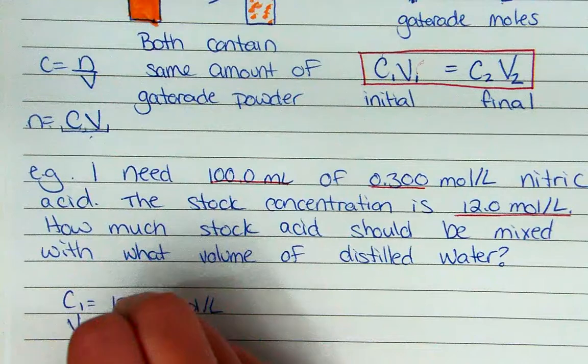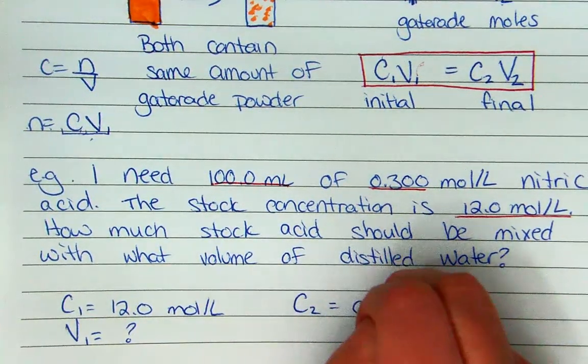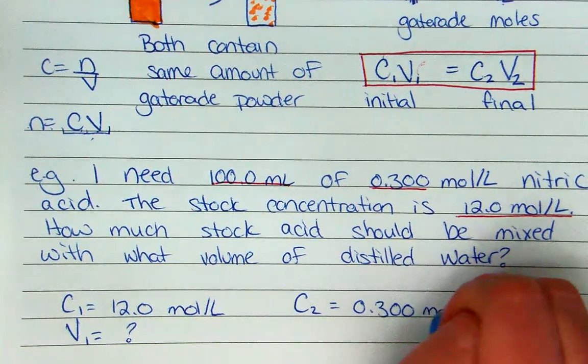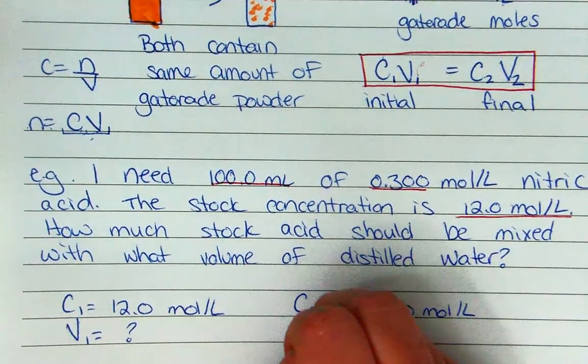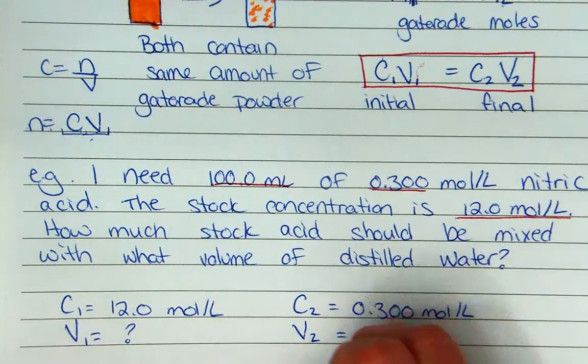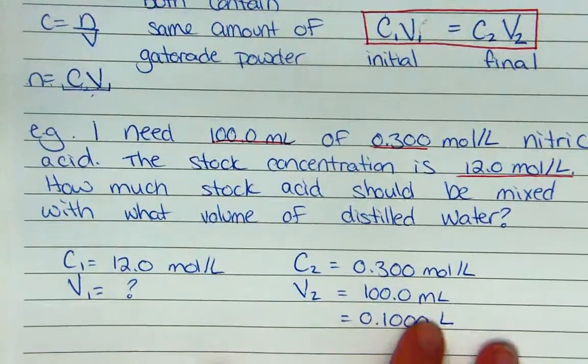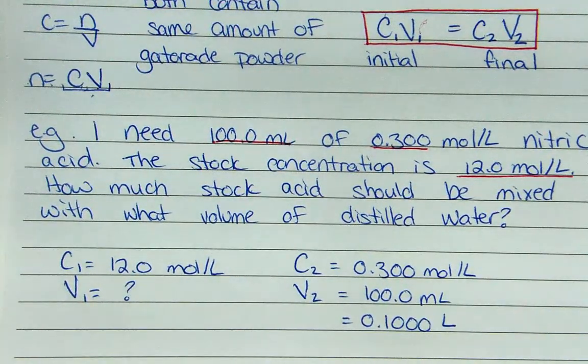V1, we don't know. C2, I want 0.300 moles per liter. And V2 is 100.0 mL or 0.1000 liters. I have to have it in the same unit.